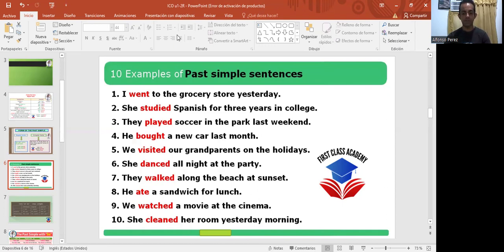So we have these time expressions: yesterday, 3 years, last weekend, and sometimes we don't place a time expression. Just use the verb in the past, and you don't need to add a time expression if you don't need to. One important thing is the last sound. If you have visit, you say visited because you have T. So after T, you add the id sound: visited. If you have neither T nor D, you say T, like danced, walked, watched, played.